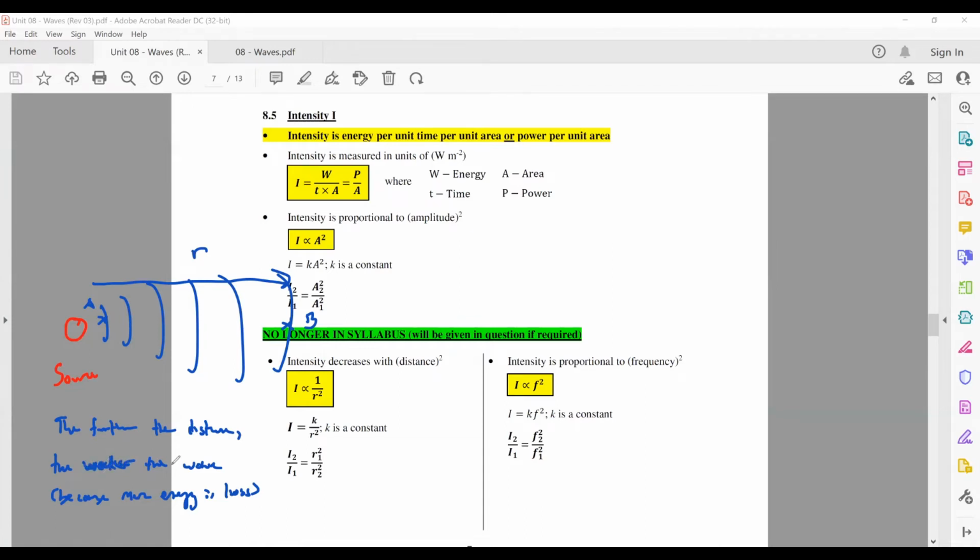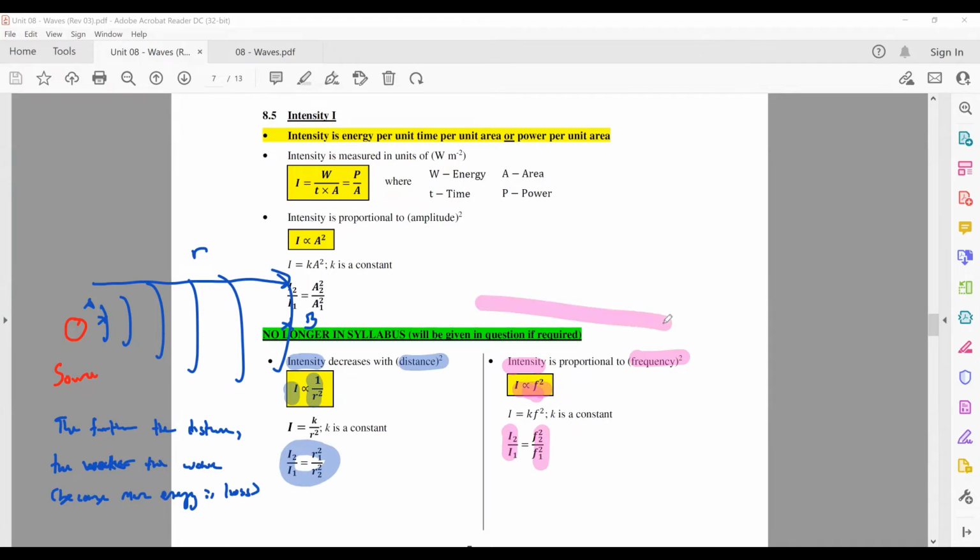The weaker your wave will be. That's why here we tell you that there's a relation where intensity decreases with distance squared, which in turn will give you this relation: I2 to I1 is R1 squared to R2 squared. All right. The last relation is this: intensity is proportional to frequency squared. The higher the frequency of your wave, the more energy it carries. It's also having a squared term. So I is proportional to frequency squared, such that I2 to I1 is frequency 2 squared to frequency 1 squared.